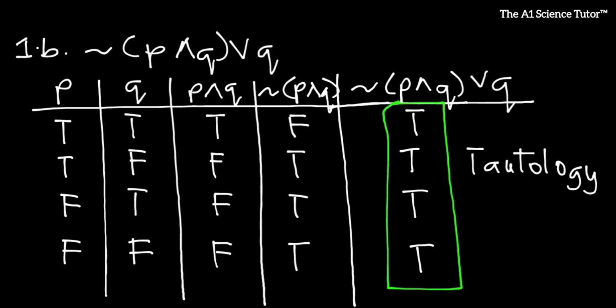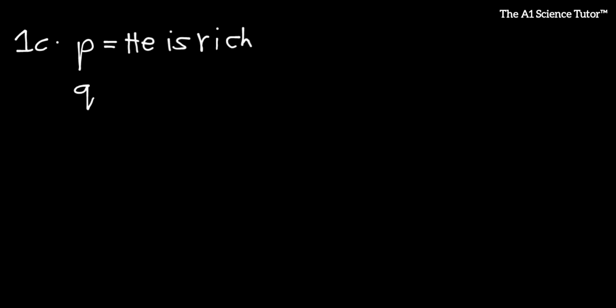So that's basically it. Now finally we are going to the last question, that is 1C, where you are asked that if P is the statement, he is rich. So let's write it out. P, he is rich. And then Q, he is wealthy. So having got this, we are required to rewrite these logical statements as verbal statements.